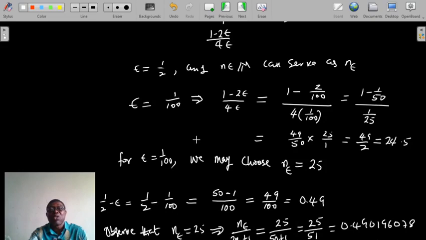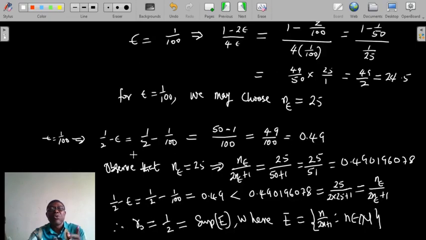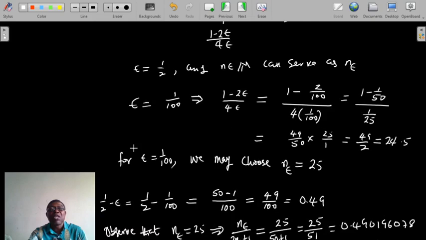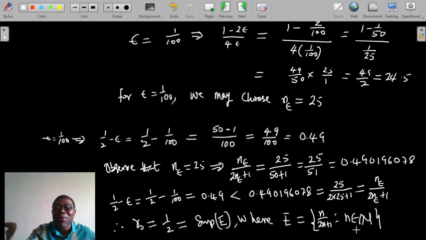The other ones follow. See what happens when epsilon is 1 over 100. Once you take epsilon to be less than half, you do this kind of computation, and you will get that n epsilon over 2n epsilon plus 1, once properly chosen, will be greater than half minus epsilon, as we've just done for the case where epsilon is 1 over 100, which is really less than half. But if your epsilon is greater or equal to half, this entity will give us a negative value, and therefore any natural number will work. So that is it for this particular example.